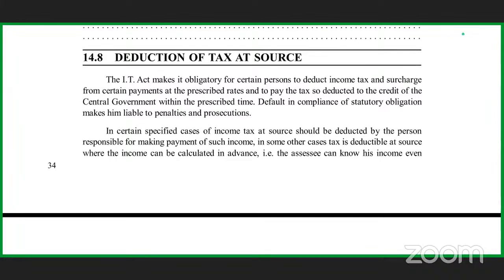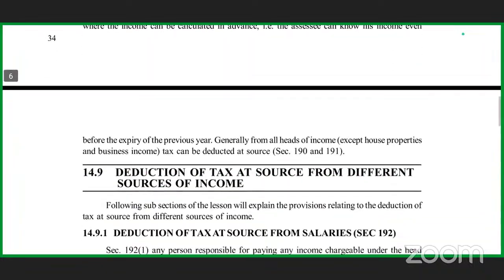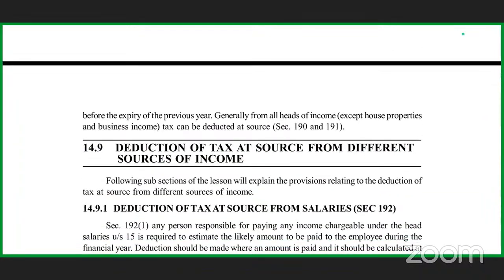Next, deduction of tax at source. The income tax department has made it a compulsory obligation for certain persons to deduct income tax and surcharge for certain payments. If you are not fulfilling that compliance, or that statutory obligation, then that assessee or that person will be liable to penalties and prosecution. Means legal action will be taken on them.